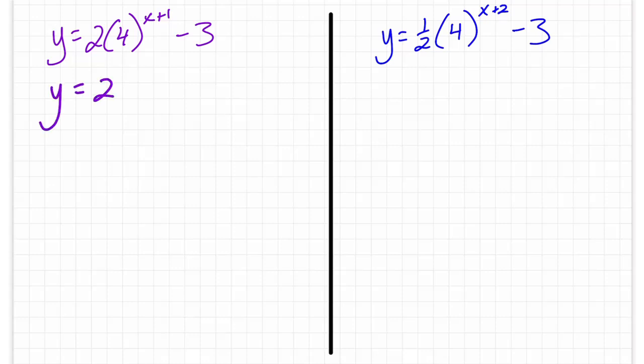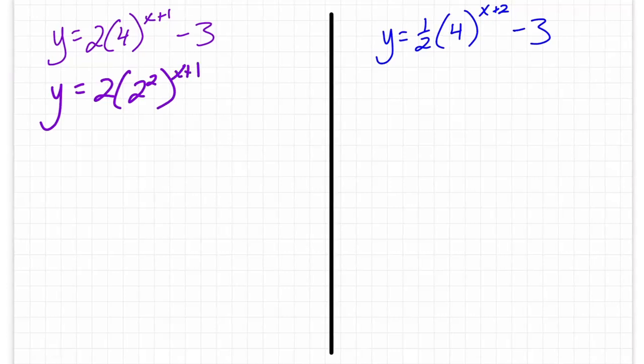This is going to be, I'm going to change this to 2 times 2 squared to the x plus 1 minus 3. And then we know with our properties of exponents that if you have a power raised to a power, then I can multiply those. So now I'm going to call this 2 times 2 to the 2x plus 2 minus 3.